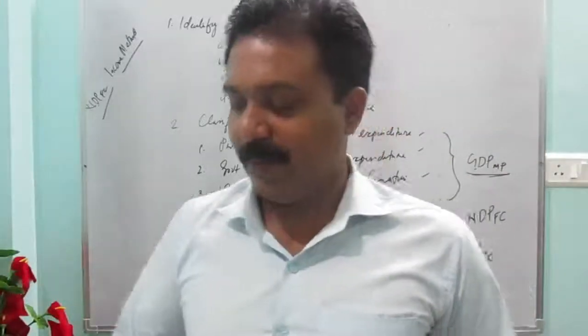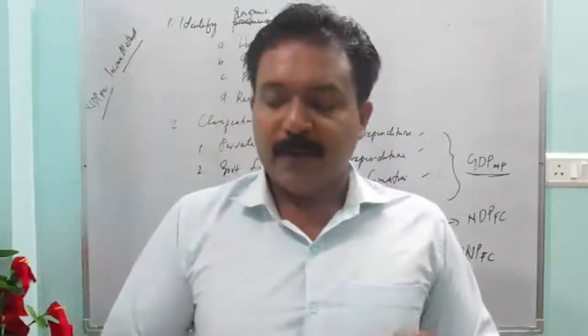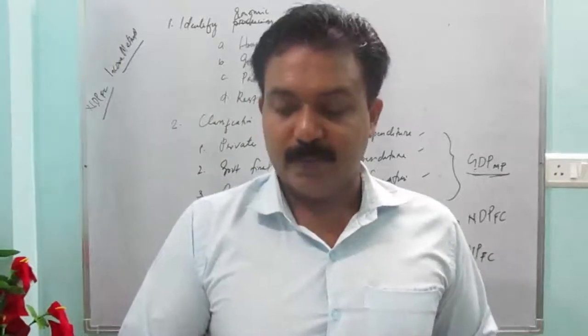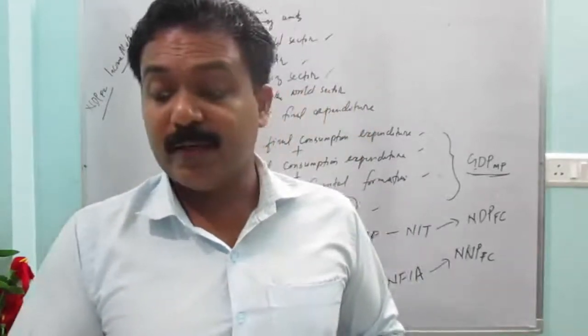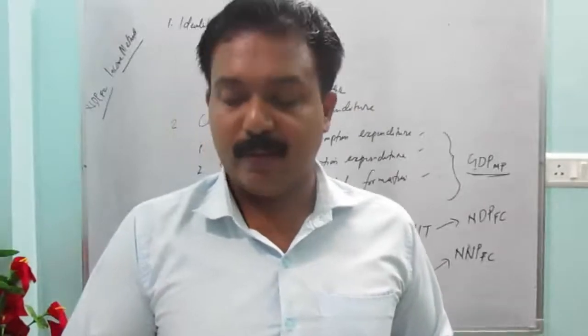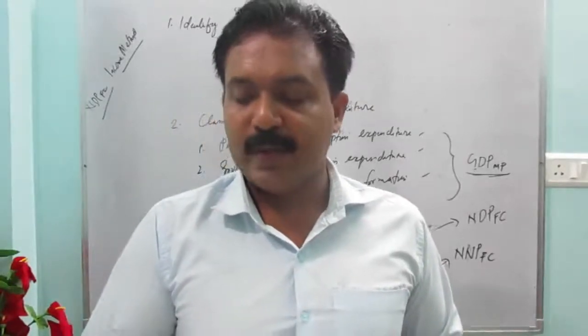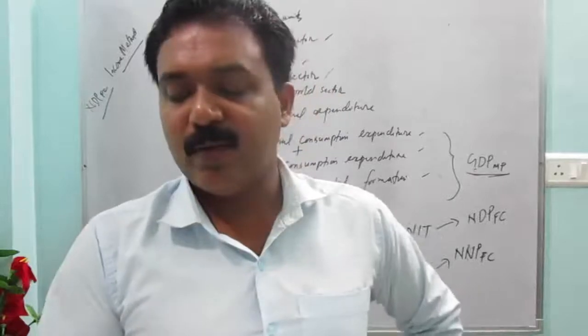So this is the way to find out national income using the expenditure method. Now the precautions of the expenditure method. The various precautions to be taken while using the expenditure method are: expenditure on intermediate goods will not be included in the national income.